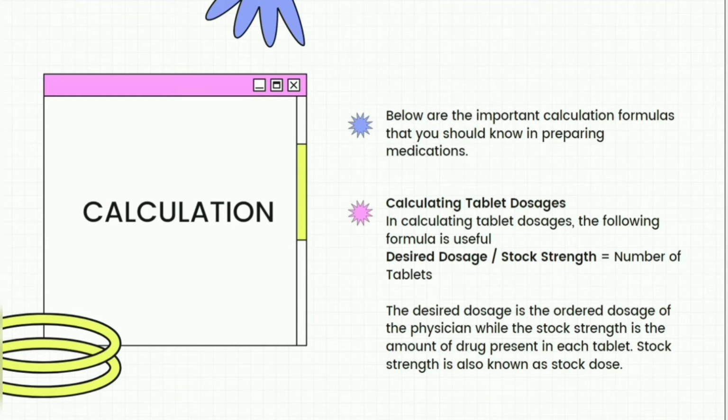In calculating tablet dosages, the following formula is useful. The formula for this is desired dosage divided by stock strength is equal to number of tablets. The desired dosage is the ordered dosage of the physician, while the stock strength is the amount of drug present in each tablet. Stock strength is also known as stock dose.